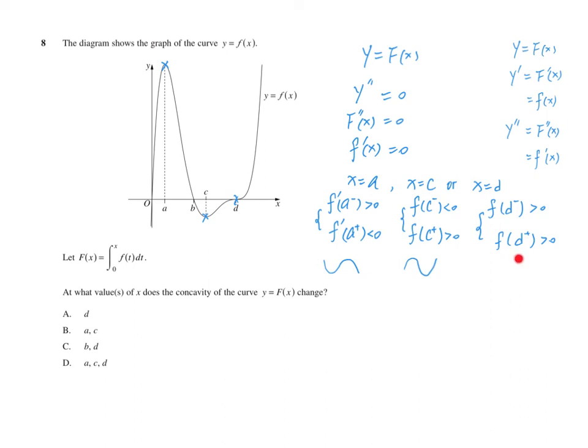But for point d, the first derivative of small f(x) at d is positive before d and still positive after d. Therefore, capital F(x) is not changing its concavity at point d, and the answer is B.